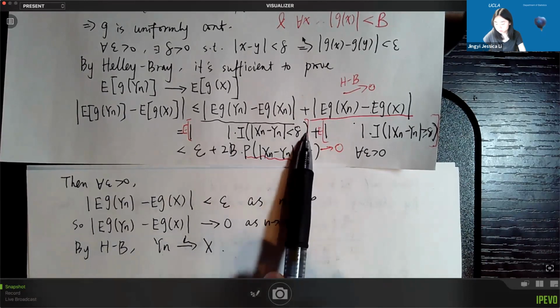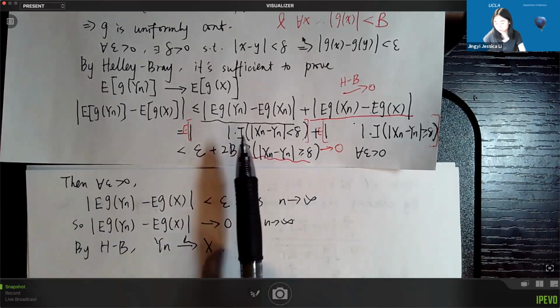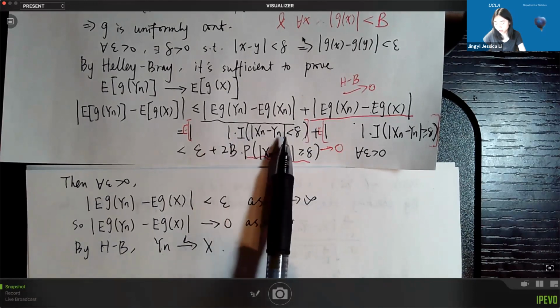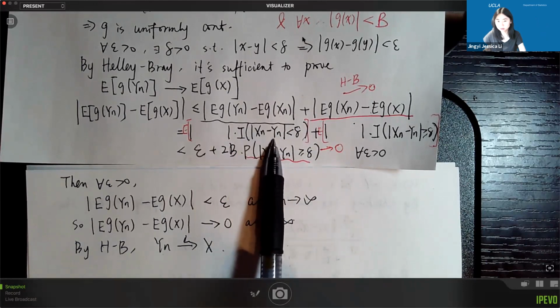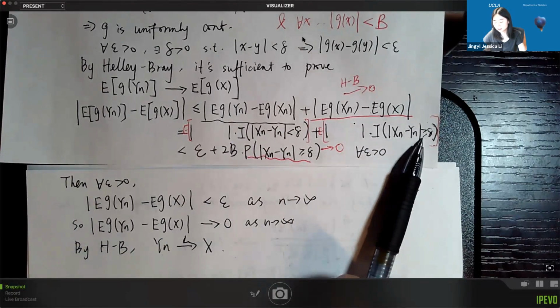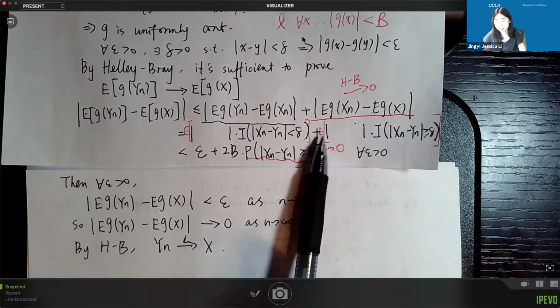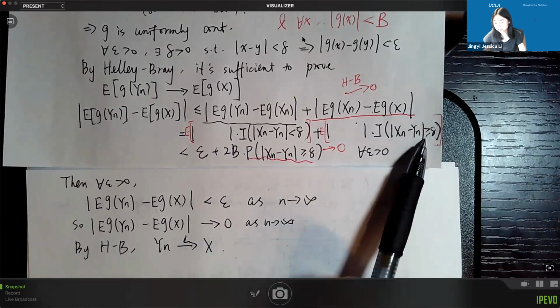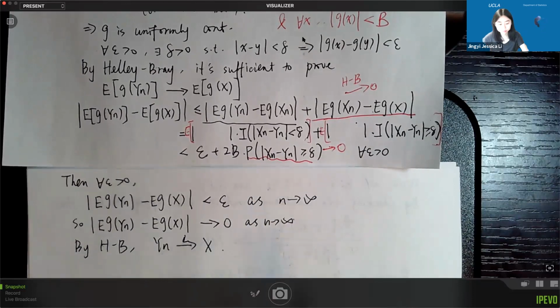But this is very useful in case you can separate the scenario of the relationship between Xn and Yn into two cases. One is that they are within a small neighborhood of each other. That can allow you to apply the continuity to make the number small. And the other case is that they are farther away from each other than delta. But here, because G is bounded, we can get it out. Then this probability that they are far away from each other is going down to 0. So we can handle both terms.